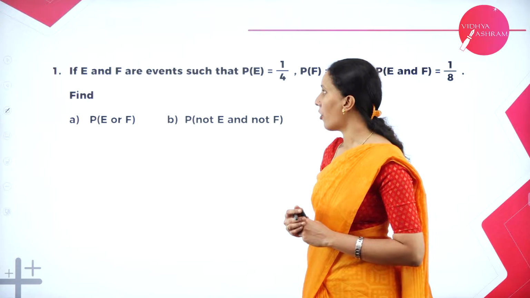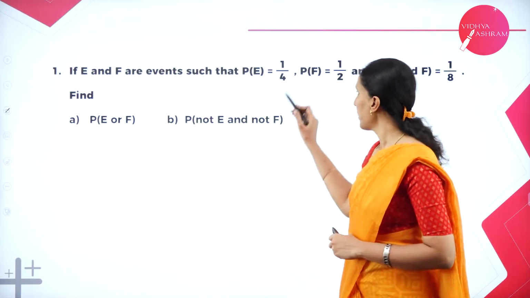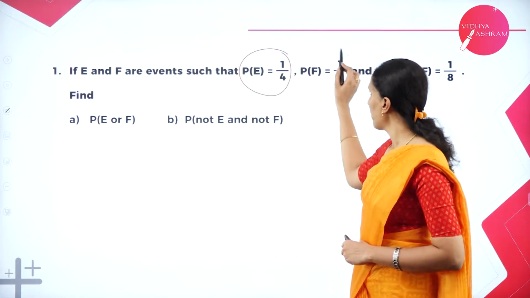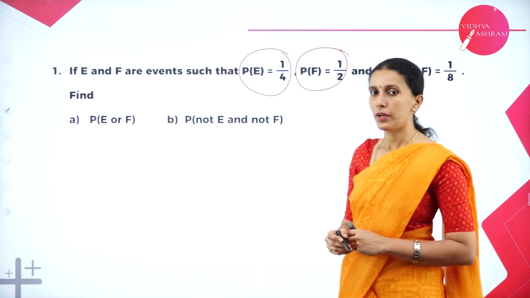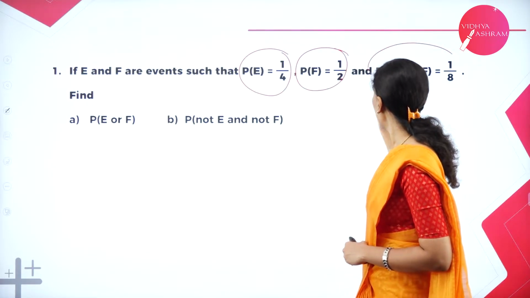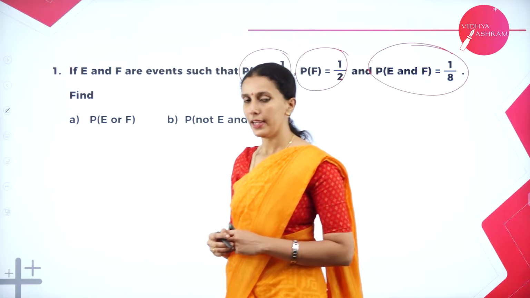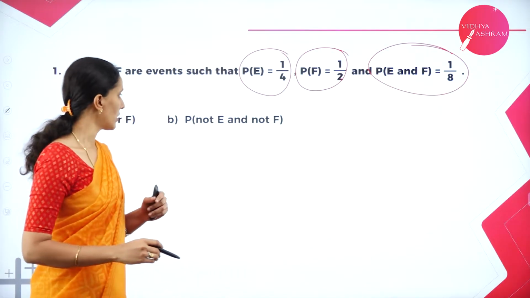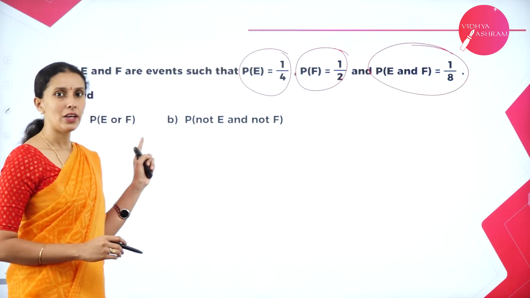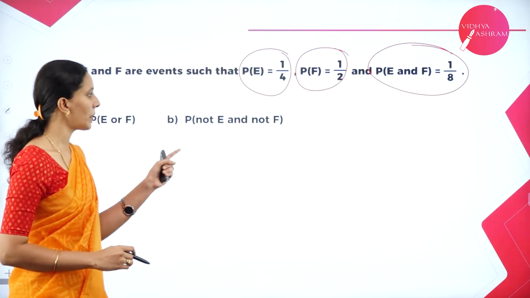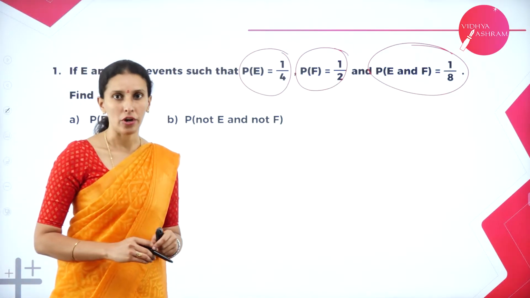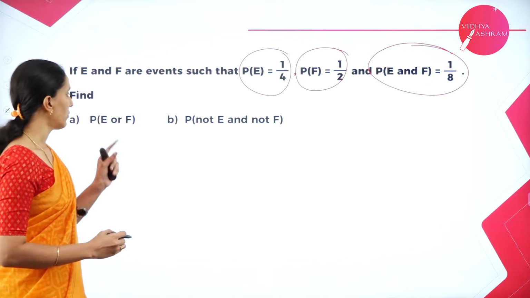If E and F are events such that P of E is equal to 1 by 4, P of F is equal to 1 by 2 and P of E and F is equal to 1 by 8, find the first one, P of E or F. The second one is P of not E and not F. So, let's solve it one by one.